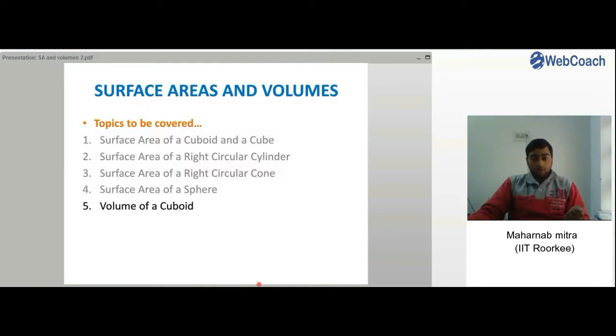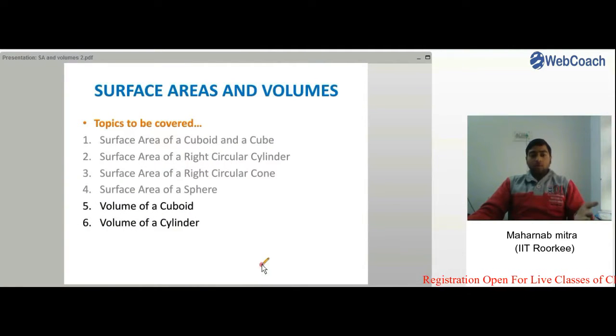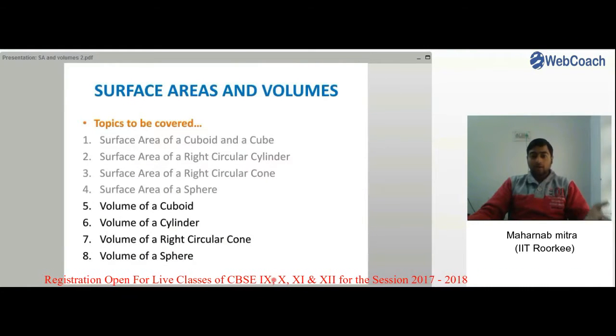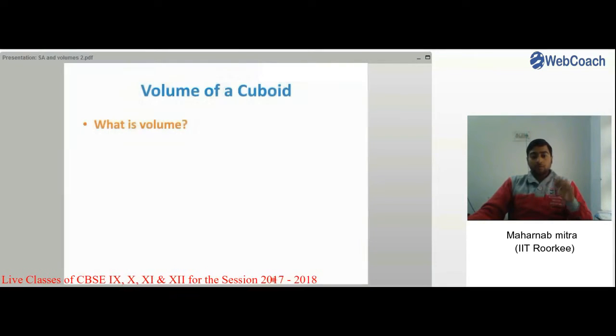So we will start with the volume of a cuboid, and of course then we will look at a cube. Then we will look at the volume of a cylinder, or a right circular cylinder. Then the volume of a right circular cone, and finally the volume of a sphere. So let us start off with the volume of a cuboid.